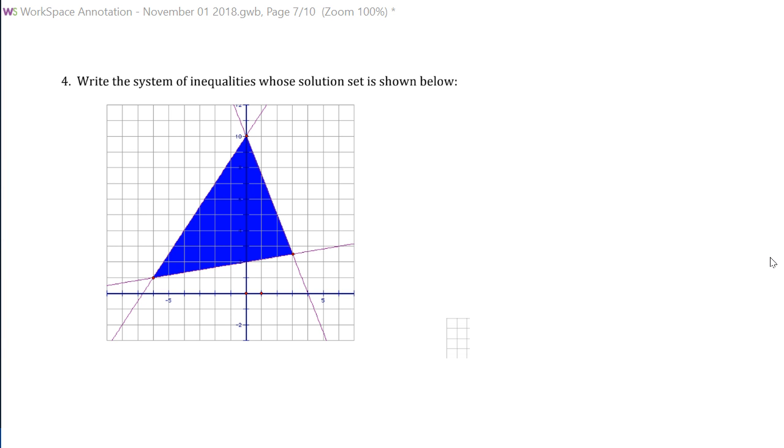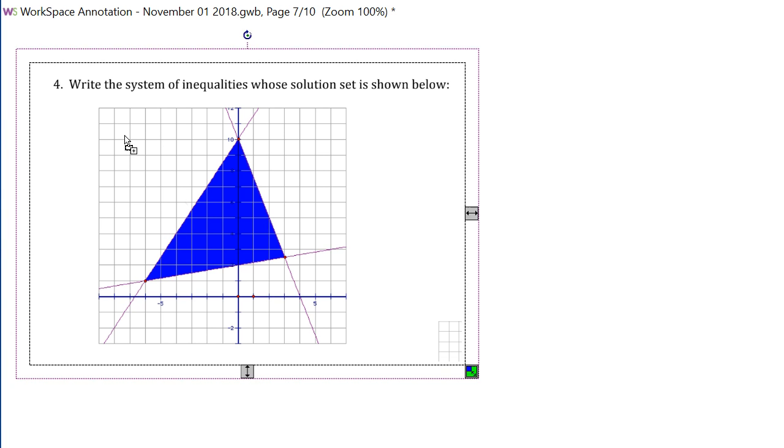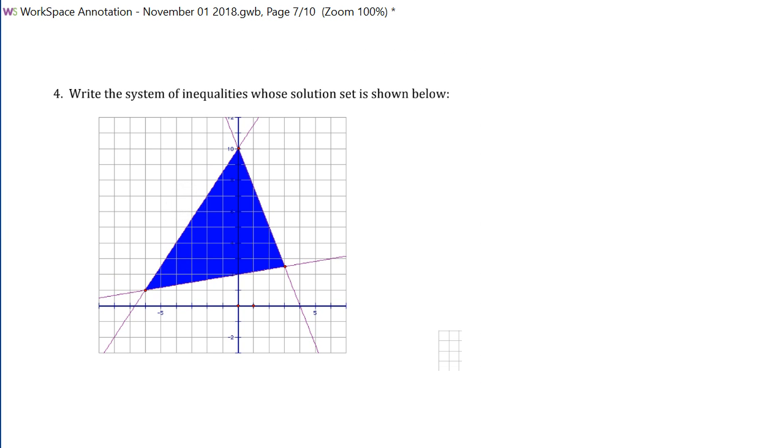Okay, so now this is a really tough problem here. So first, it says to write a system of inequalities. So let's call that line A, line B, and line C. Okay? For line A, what is the y-intercept? It's 10. What is the slope?